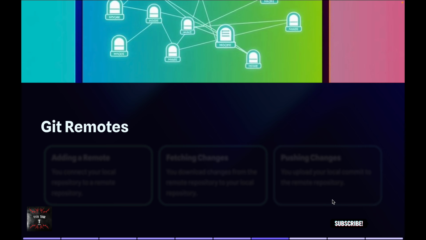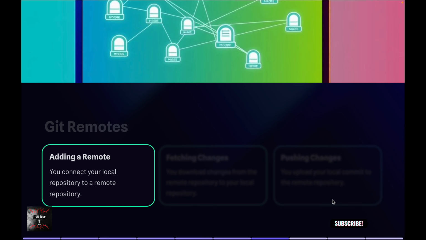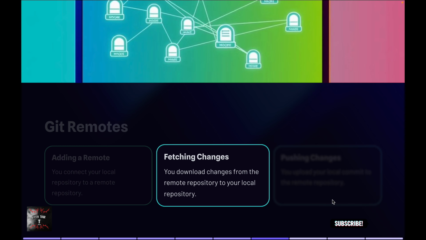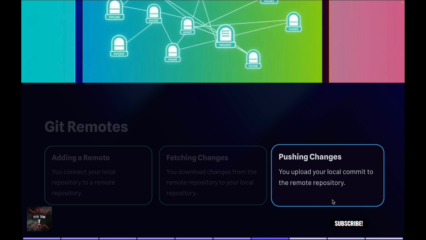Then come Git remotes. Adding remote: you connect your local repository to a remote repository. Then fetching changes: you download changes from the remote repository to your local repository. Then pushing changes: you upload your local commit to the remote repository.